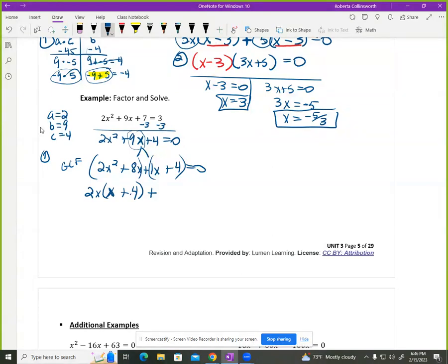So here, what is my greatest common factor of 1 and 4? Well, it's 1. 1 times x is 1x. 1 times 4 is 4. There's my greatest common factor of both of those. Now I'm going to take what's left and put it in the other set of parentheses. So here are my two linear factors.